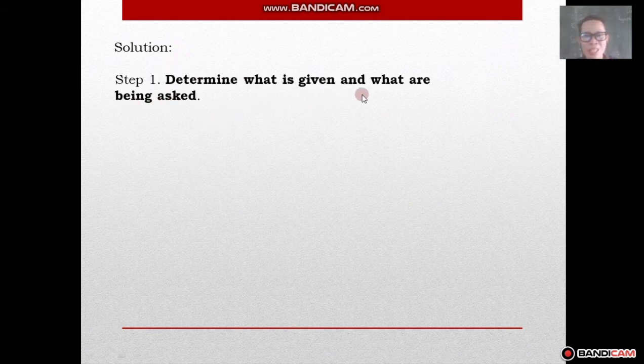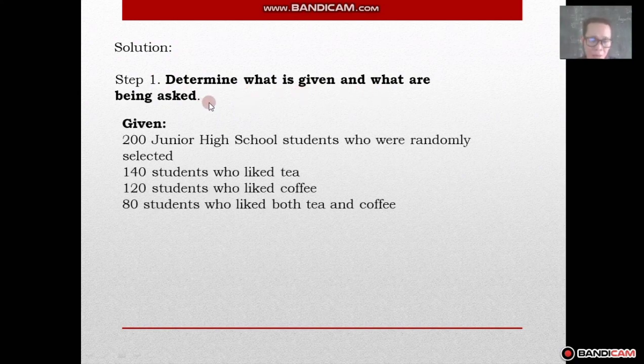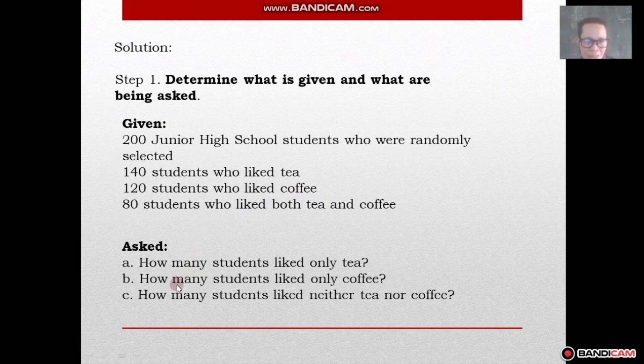Step 1, determine what is given and what is being asked. Based on the problem, these are the given data. We have 200 junior high school students, then 140 students who like tea, 120 students who like coffee, and 80 students who like both tea and coffee. It is very clear based on our given that 80 students like both, meaning the sets are joint. Since only 2 drinks are mentioned, we have 2 sets involved. And these are the things being asked.